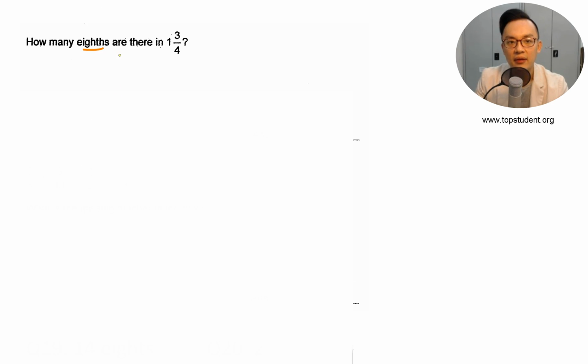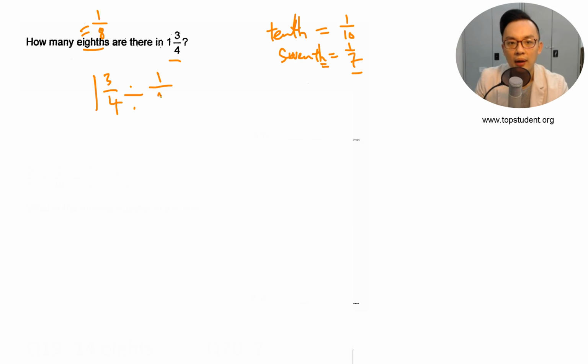How many eighths are there in 1 3/4? So you take 1 3/4 divided by 1 over 8. You have to realize this: an eighth is 1 over 8, a tenth is 1 over 10, a seventh is 1 over 7. Every time you see that "th" at the back, it is actually 1 over. So 1 3/4 divided by 1 over 8.